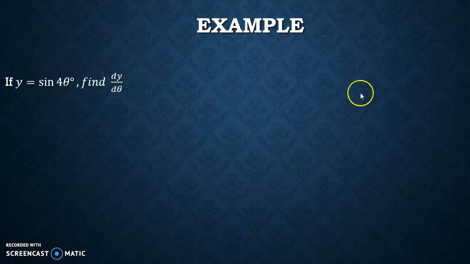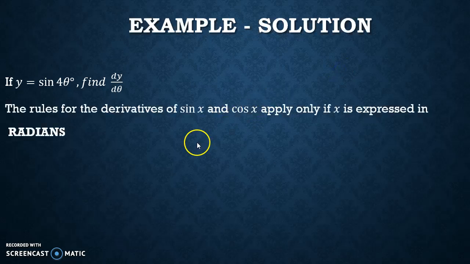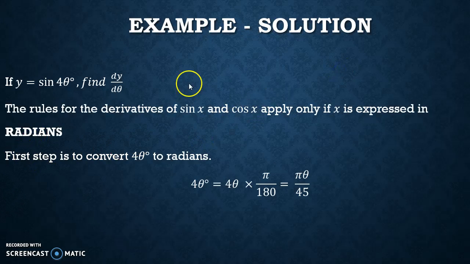In this one, this is one I mentioned earlier, we've got a degree. So this function uses degrees. So like I said, when we're doing derivatives, we need to convert those degrees into a radian value. So the first step is to convert the 4 theta degrees into radians. And you should remember from last year, to convert from degrees to radians, we multiply by pi over 180 degrees. So when we do that, the 4 can get cancelled, and we're left with pi theta over 45 degrees.